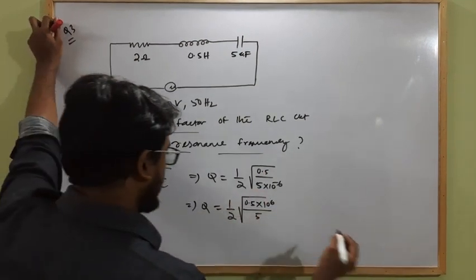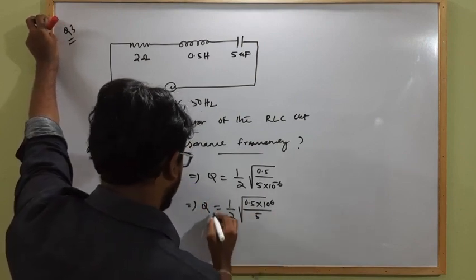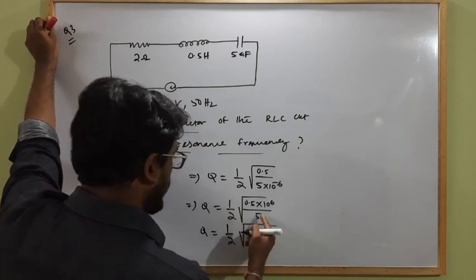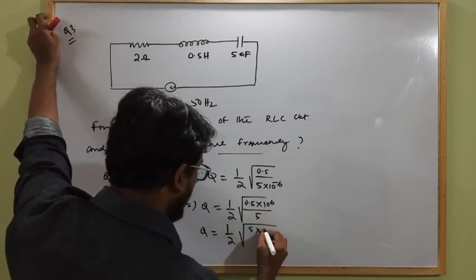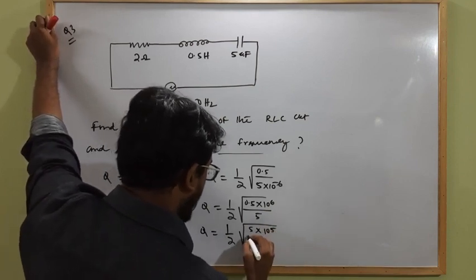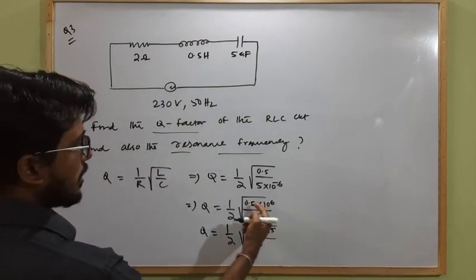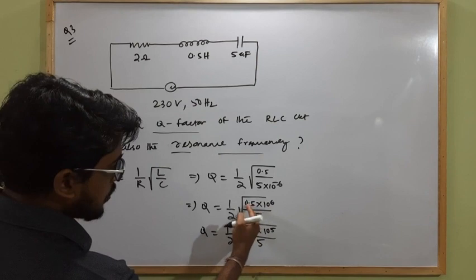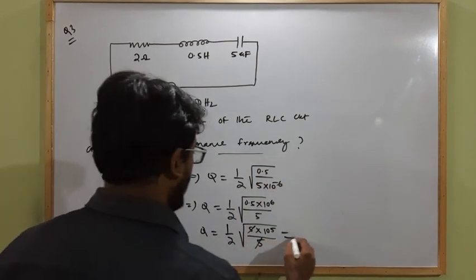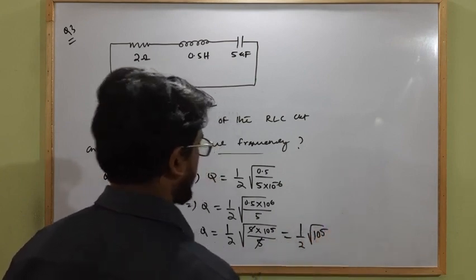So this can be written as Q equal to 1 by 2 under root 5 into 10 to the power 5 divided by 5. 10 to the 6 can be written as 5 into 10 to the 5. So by cancelling this, the quality factor will be 1 by 2 root over of 10 to the power 5.